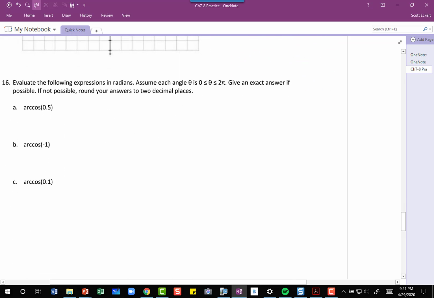Number 16. Let's do some inverse trig function calculations. Now remind me, this is the same as cosine inverse of a half. Now this input and this output, what are we looking for? The input represents something and the output represents something. The answer output is what you got to find.